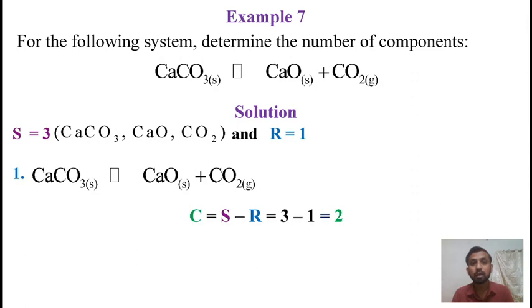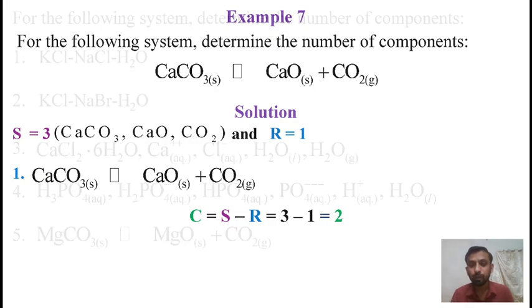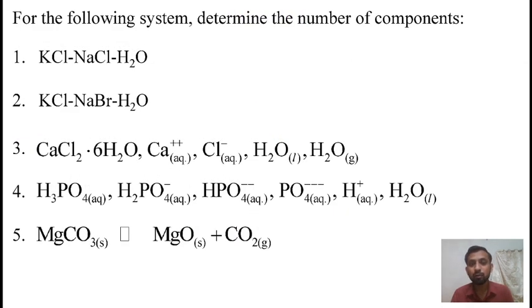We have to determine the number of components in the decomposition of calcium carbonate. Here S is equal to 3 and R is equal to 1, which is expressed by the equilibrium between calcium carbonate and calcium oxide and CO2 gas. Therefore C is equal to 3 minus 1 is equal to 2. These are some examples for your practice.